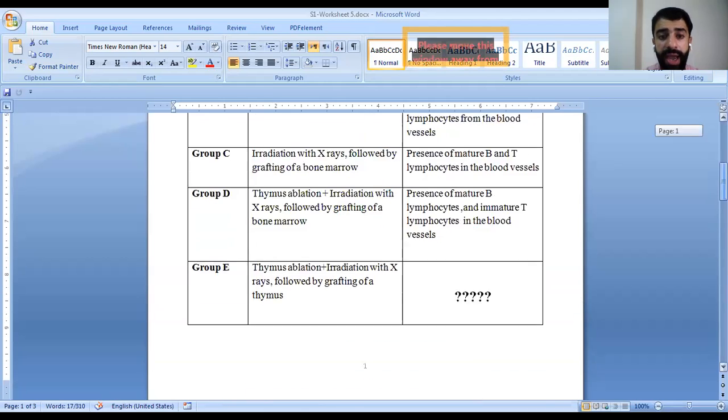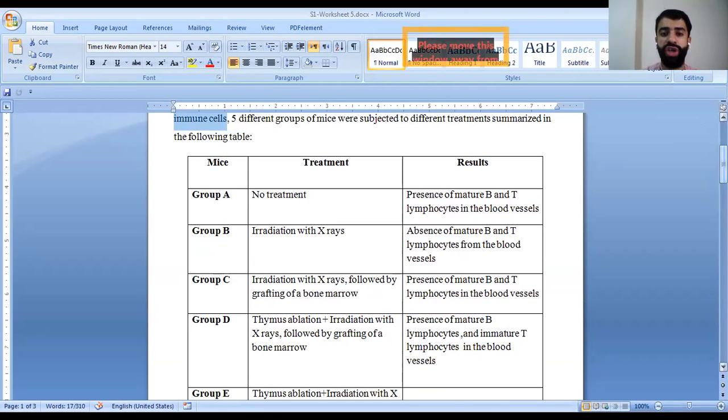Group A is without any treatment. We didn't do anything. So what are the results? Presence of mature B and T lymphocytes. Both of them are mature. So group A doesn't include any treatment. So this group is called control group.